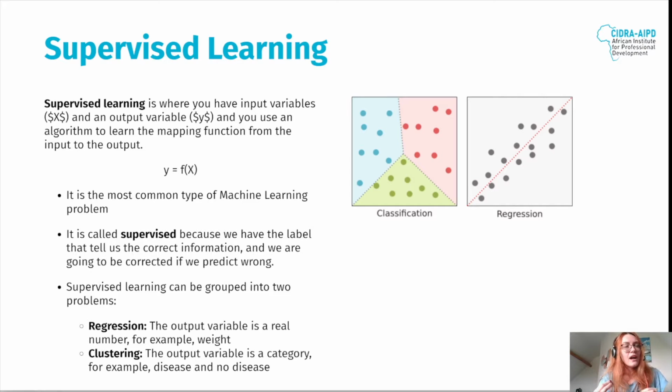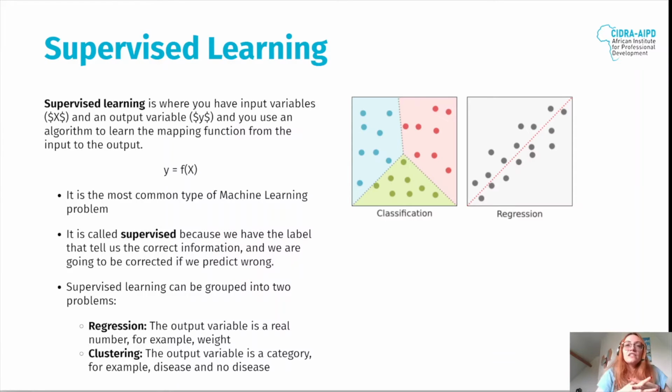The reason I decided to start with supervised learning is because this is the most common type of machine learning problem. And it's called supervised because you're usually going to have a label or the output variable. So this label tells us the correct information.